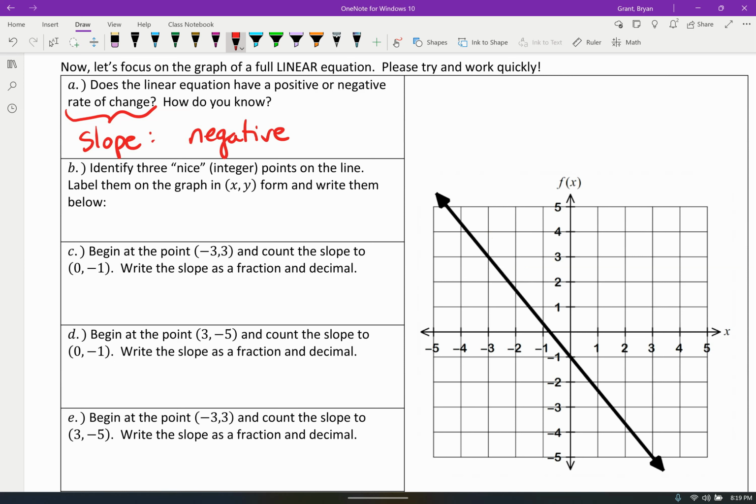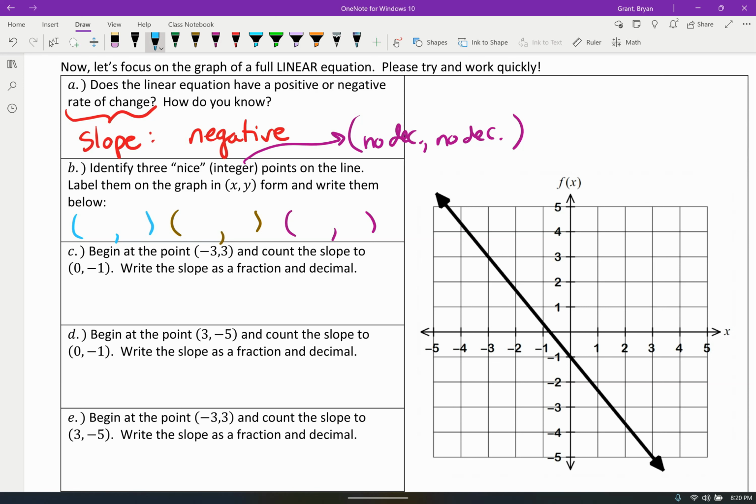The second question asks you to identify 3 nice integer points on the line. We're going to have to break that down. It says there's 3 points, so I'm writing out 3 coordinate pairs with blanks in them. When they say integer points, though, they mean that these numbers in here are no decimals. I'm just abbreviating decimal right there. So they're going to be nice integer numbers. Integers can be positives or negatives, no decimals, no weird fractions.